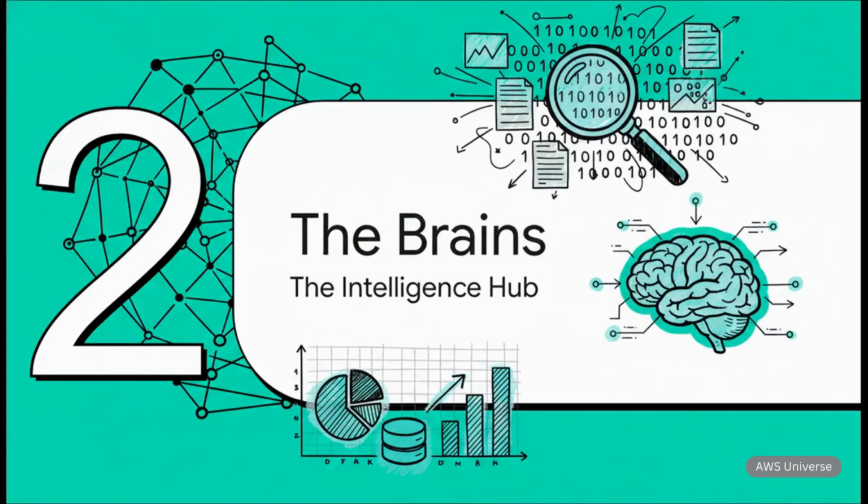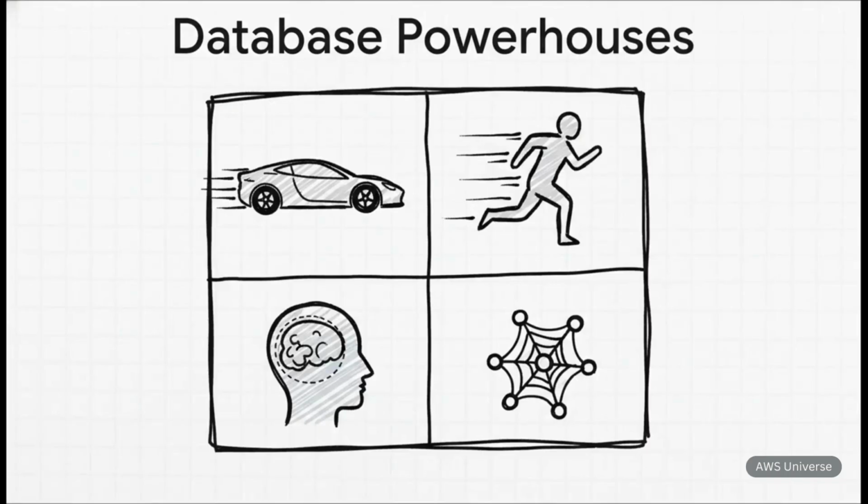All right, let's leave the heavy machinery behind and head over to the next district, the Intelligence Hub. This is where all the city's data gets organized, analyzed, and turned into smart decisions. This is really the brains of the whole operation. And what's so cool here is that it's not a one-size-fits-all kind of deal. Nope, there's a specialized tool for every single job.